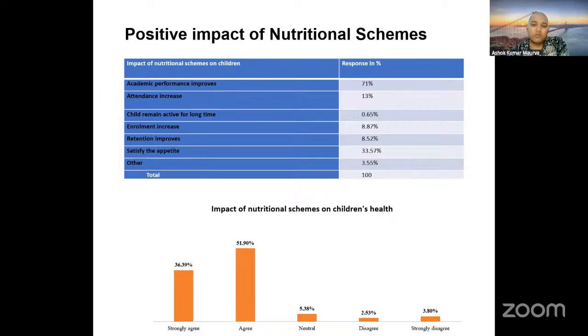Now the positive impact. What is the positive impact? Academic performance improved by 71% and attendance increased by 13%, as told by the respondents. When we asked whether the schemes have an impact on children's health, 52% of respondents said yes, they agreed that it has a positive impact on child health, and around 37% said they strongly agree that the schemes have a positive impact on children's health.